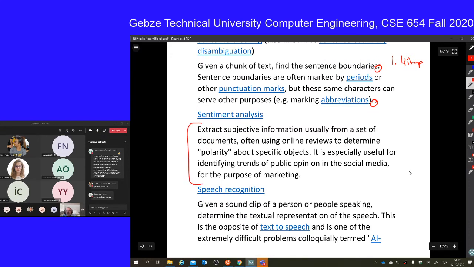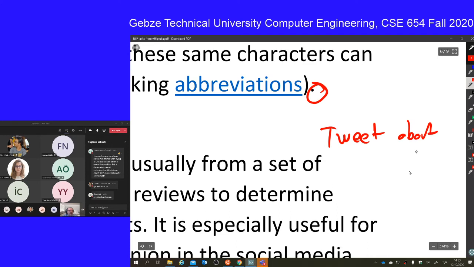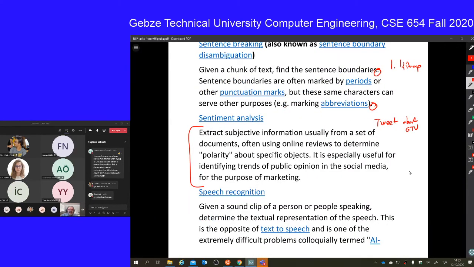Sentiment analysis has something to do with the emotion of the sentence. You get a sentence. Is it a positive sentence or is it a negative sentence? For example, a tweet about our university. Okay, a tweet about Gebze Technical University. If it says that this is the best school, then that's a positive thing. If it says that I regret coming to this school, then that's a negative tweet, right? So assigning a positive or negative class to a sentence or a group of sentences is called sentiment analysis.